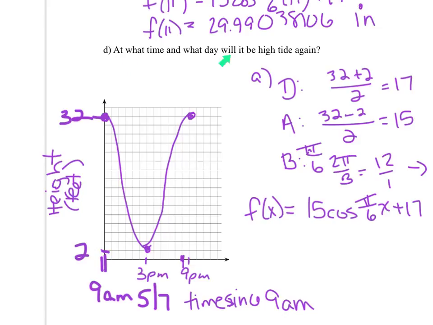And at what time of day will it be high tide again? Well, we figured that out way back in the beginning. It's going to be at 9 p.m. And then no date change, so that was 5/7.